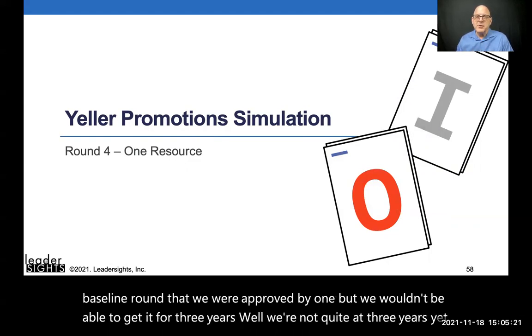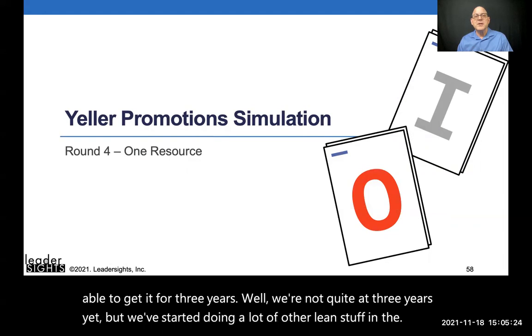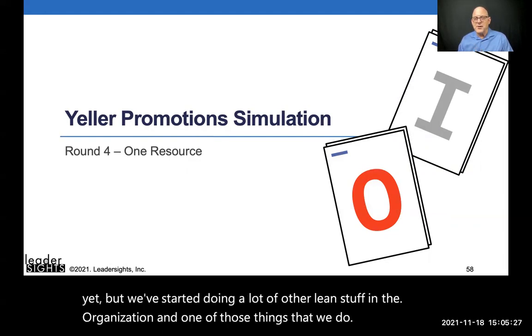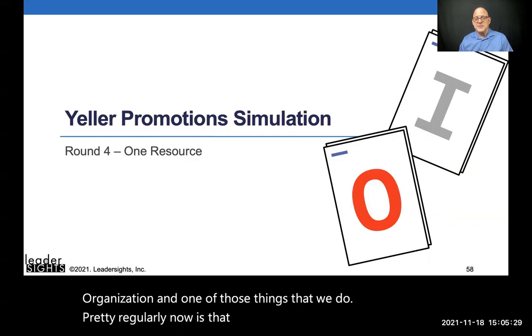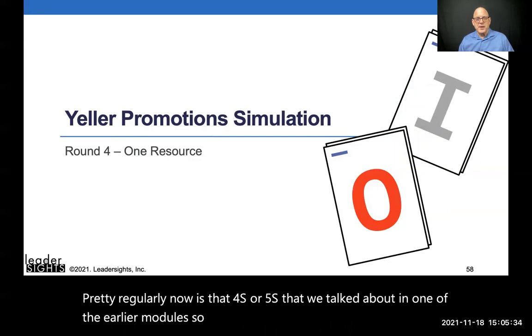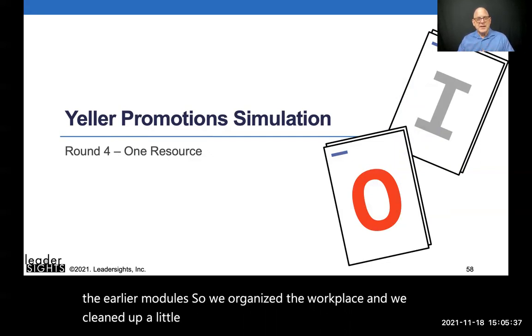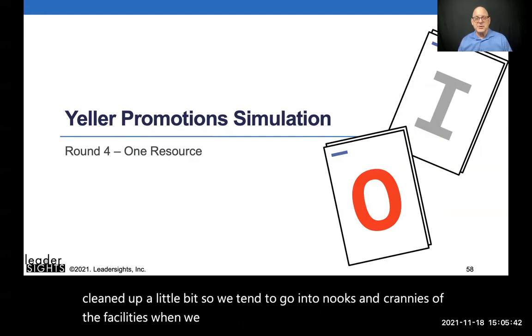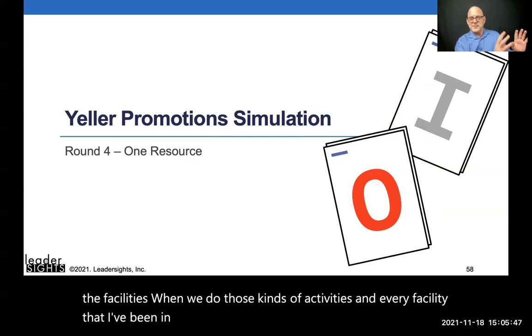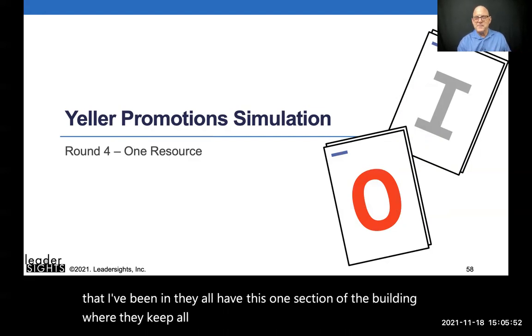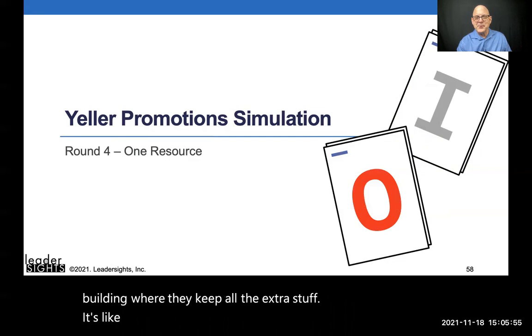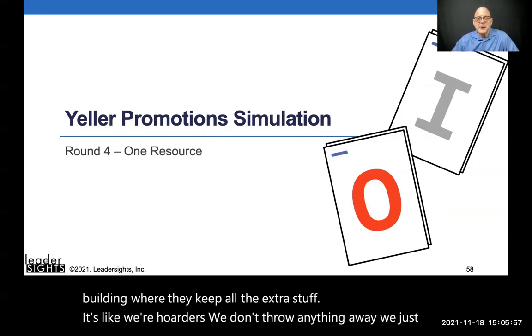But we've started doing a lot of other lean stuff in the organization. And one of those things that we do pretty regularly now is that 4S or 5S that we talked about in one of the earlier modules. So we organized the workplace and we cleaned up a little bit. So we tend to go into nooks and crannies of the facilities when we do those kinds of activities. And every facility that I've been in, they all have this one section of the building where they keep all the extra stuff. It's like we're hoarders. We don't throw anything away. We just kind of stick everything over there.